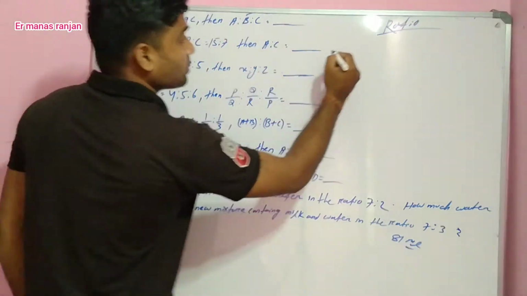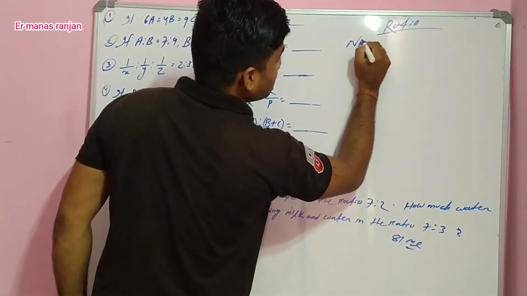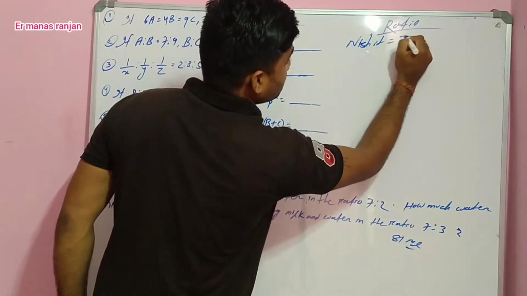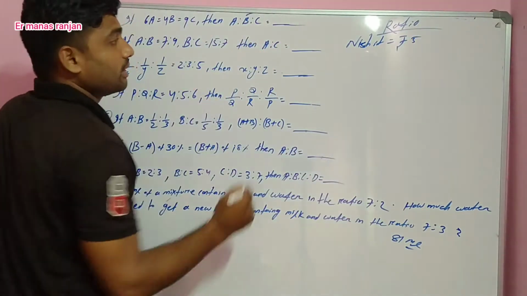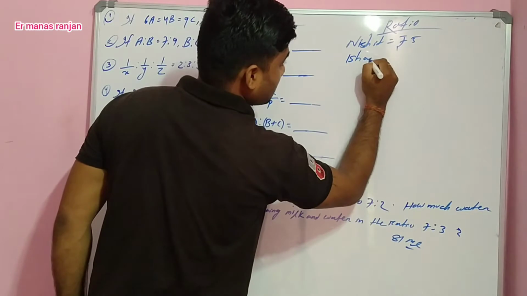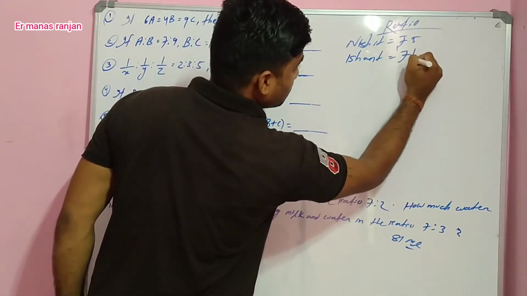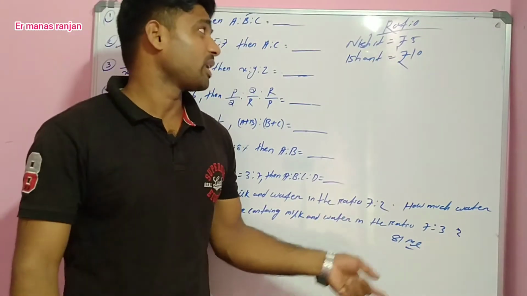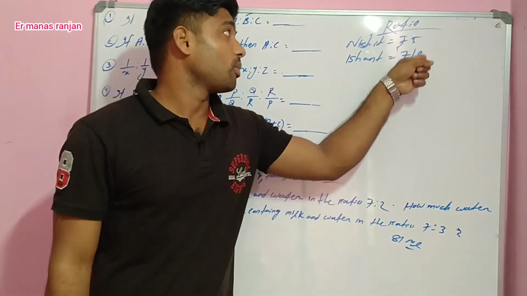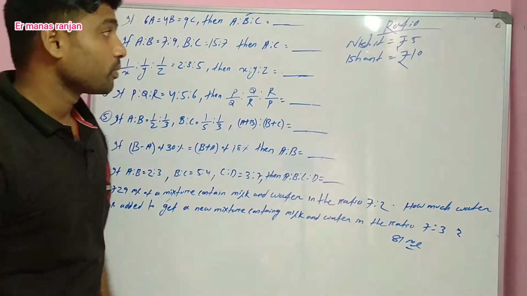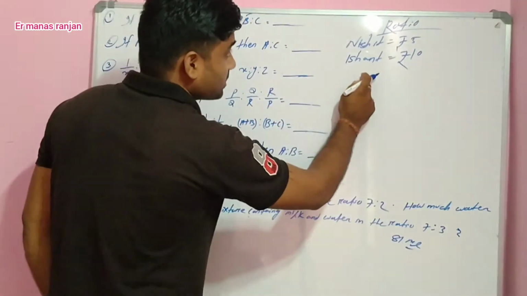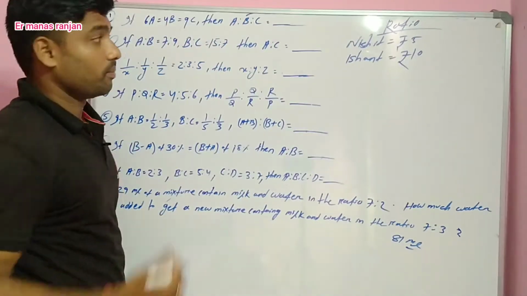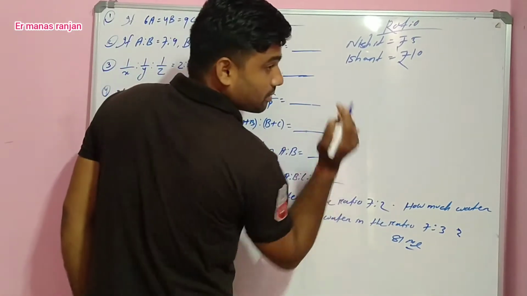Suppose Nisit has 5 rupees, and Isant has 10 rupees. Understood? Simply, we can compare: Isant has more amount than Nisit. But ratio means a fractional form. It may be written in fractional form.